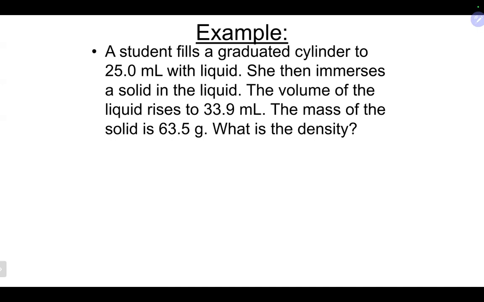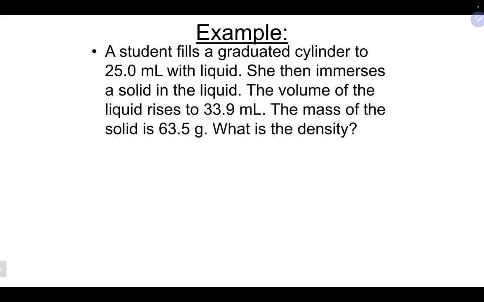So let's take a look at one of these things. A student fills a graduated cylinder to 25 milliliters of liquid. She then puts a solid in it. The volume goes to 33.9. The mass of the solid is 63.5. Calculate the density there. So take a moment or two to see what you come up with.